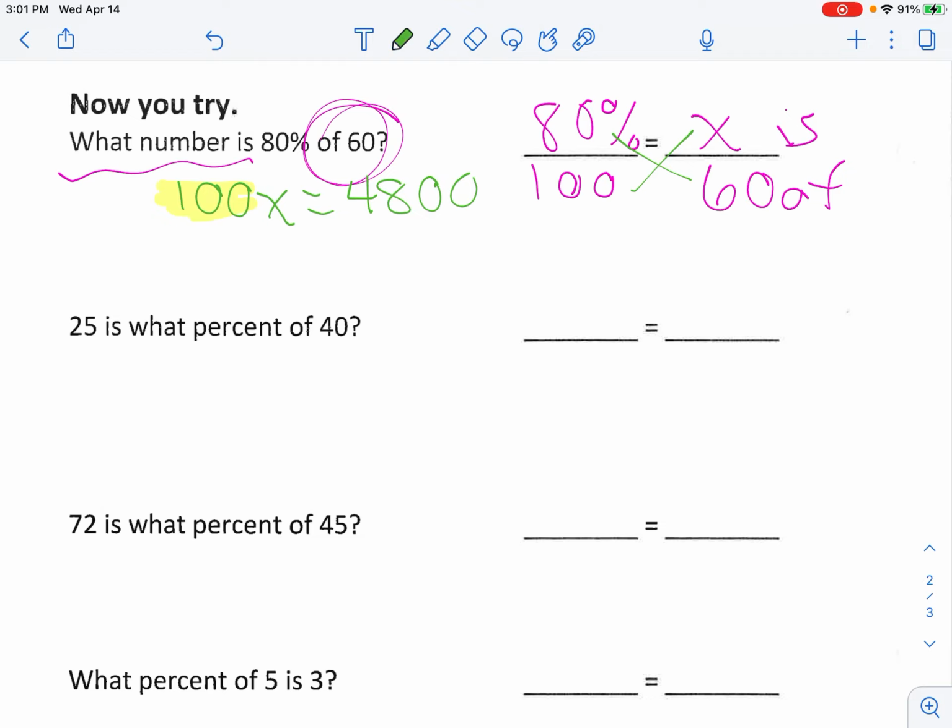Identify the coefficient. Divide both sides by the coefficient. X equals 48.